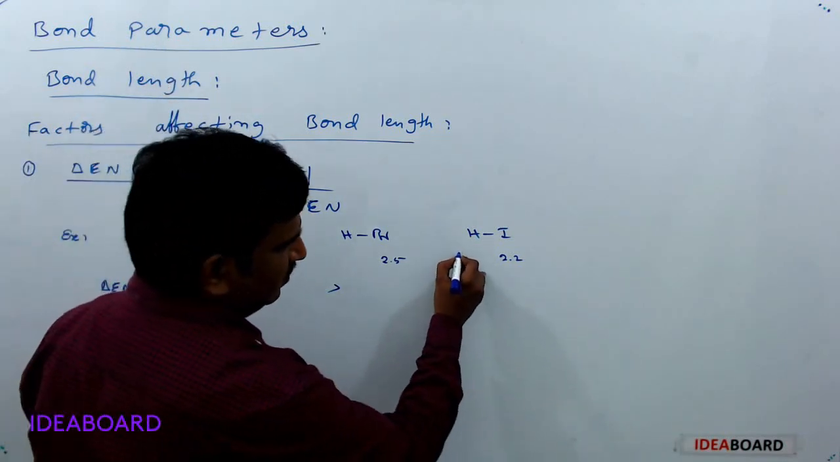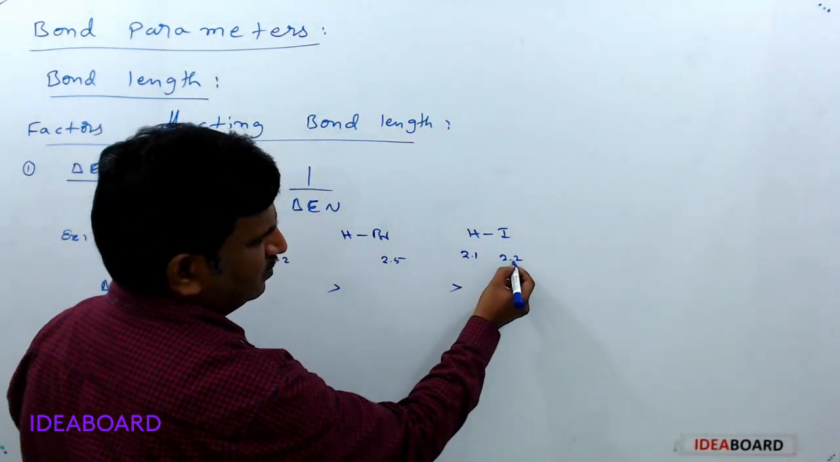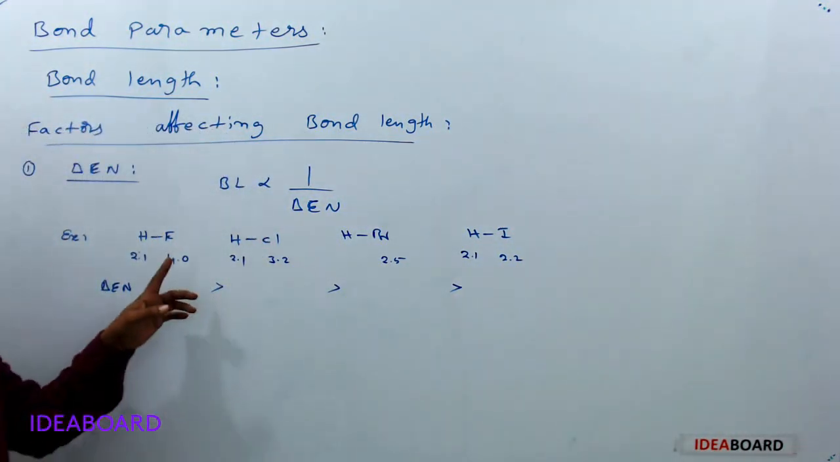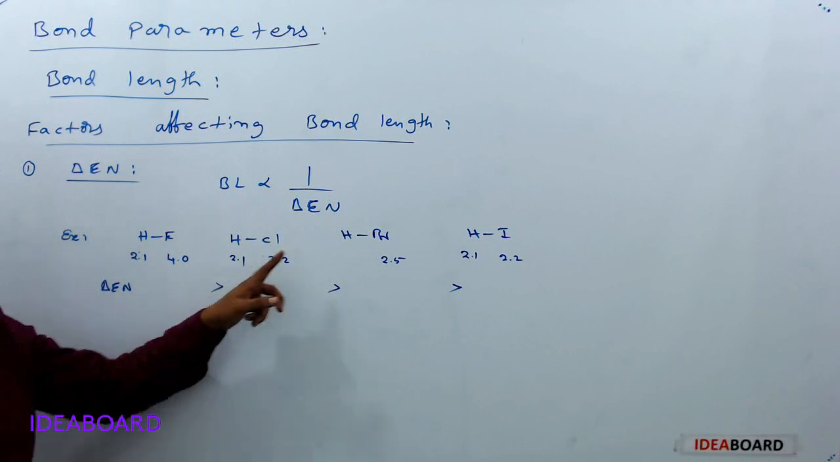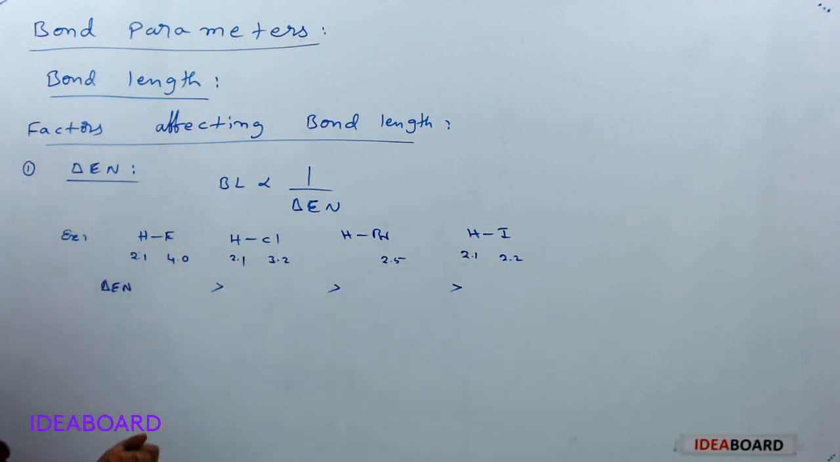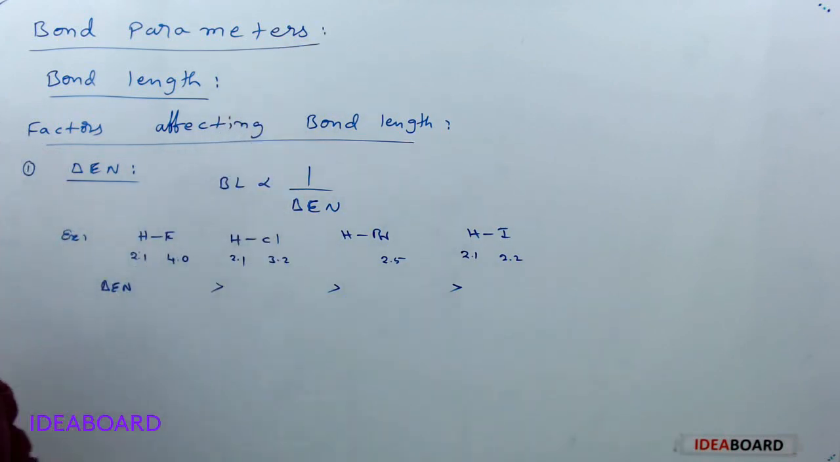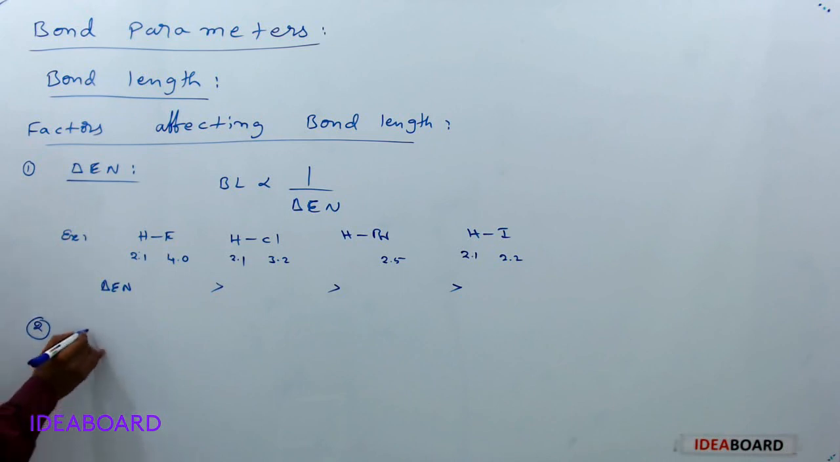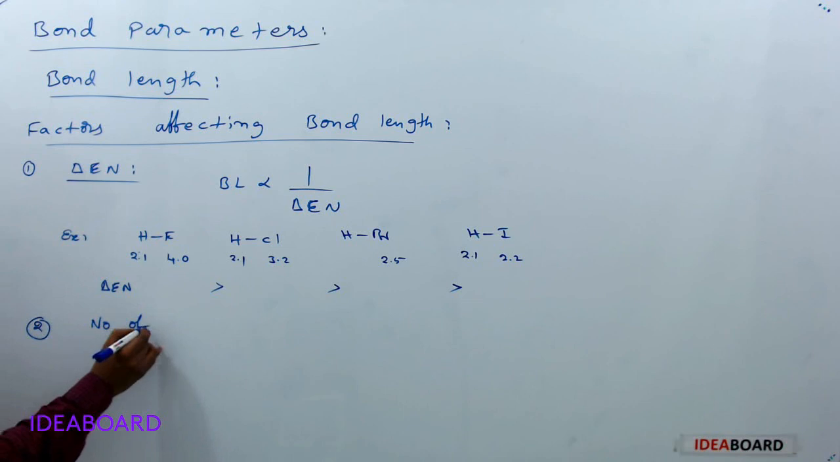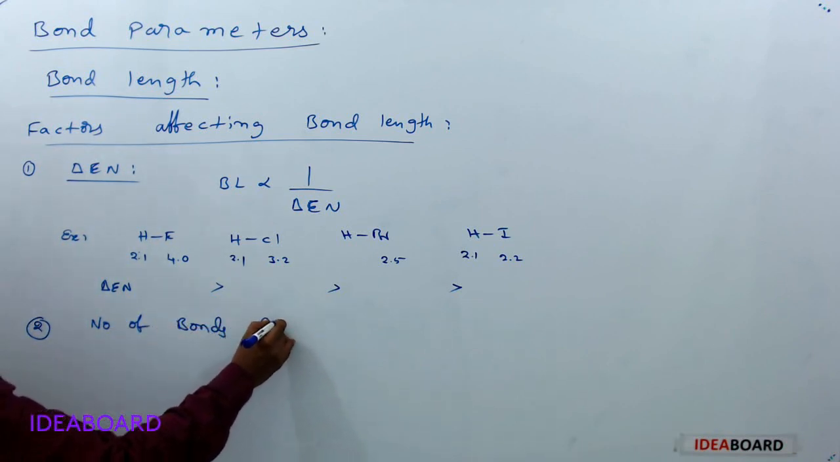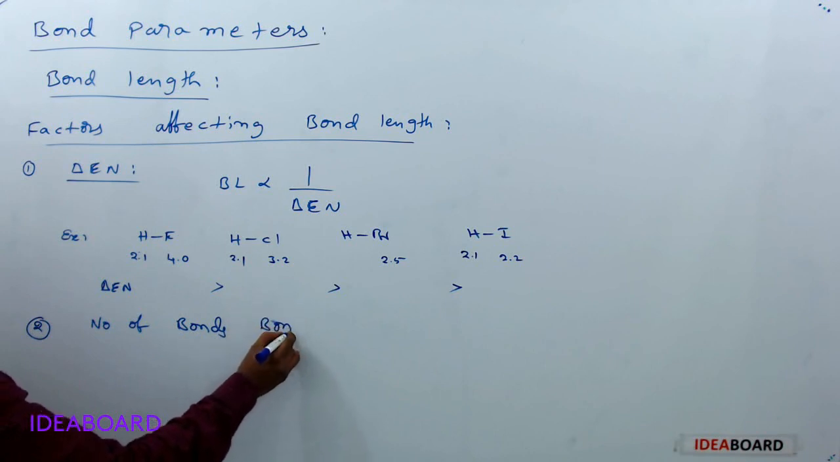Here it is 2.1 and 2.1, and for iodine 2.2, so the difference is 0.1 only. So when the electronegativity difference between the bonded atoms is less, then the bond length value is more. That is the first point. The second point: bond length depends upon the number of bonds. The number of bonds is also simply called bond order.